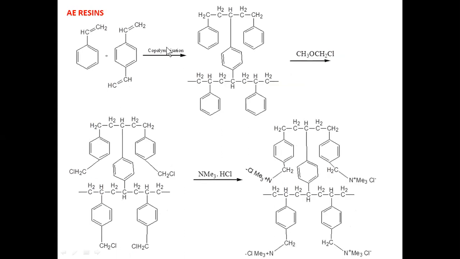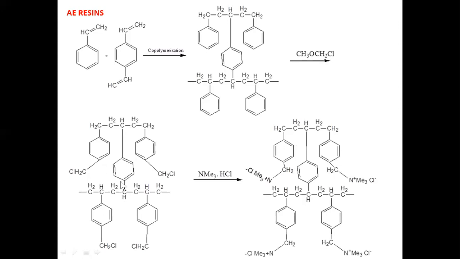Similarly, anion exchange resin can also be prepared. The first step is common: copolymerization reaction between styrene and divinyl benzene to get a copolymer, and this copolymer is treated with chloromethyl methyl ether. This will convert the copolymer into a chloromethylated copolymer. These are the para positions of this copolymer.